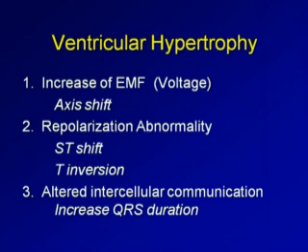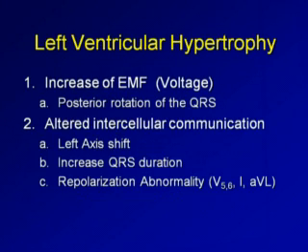Moving on to hypertrophy, just like in the atria, we're going to see several things that will change our QRS morphology now. Number one is an increase in voltage. That increase in voltage from either of the chambers may create an axis shift. We may see repolarization abnormality because of the change in the myocyte physiology, which may shift our ST segments and change our T-wave vector. And lastly, as the myocytes grow in size and thickness, we may alter intercellular communication and change our QRS duration. And that's true of either ventricle.